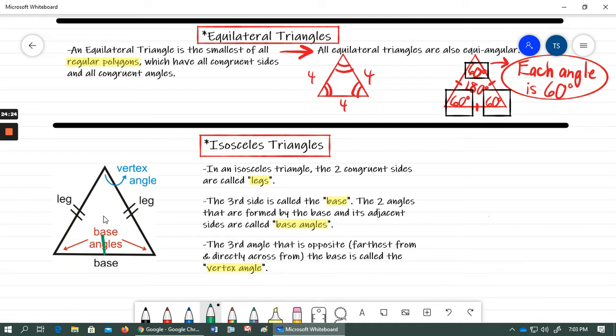that base. Okay, I'm going to erase this afterwards, but directly across from that base, and the farthest away from that base, is that vertex angle. So that's the angle that's opposite from that base, and it's called the vertex angle. Okay, again, like I said, I'm erasing that little green arrow I just put there.